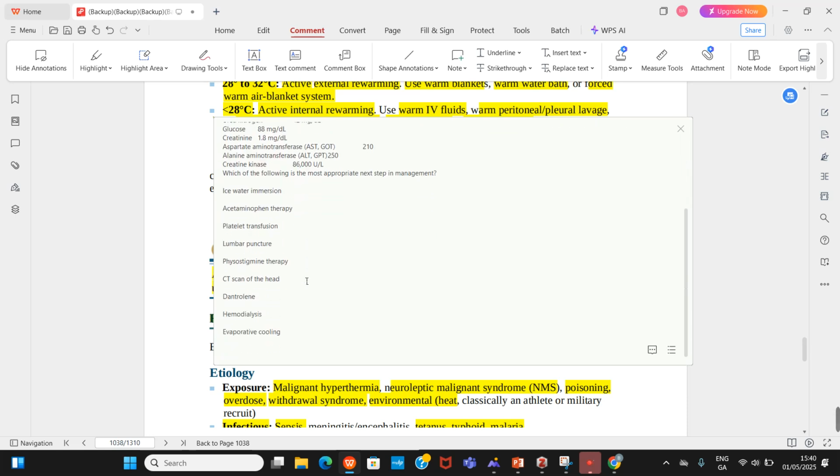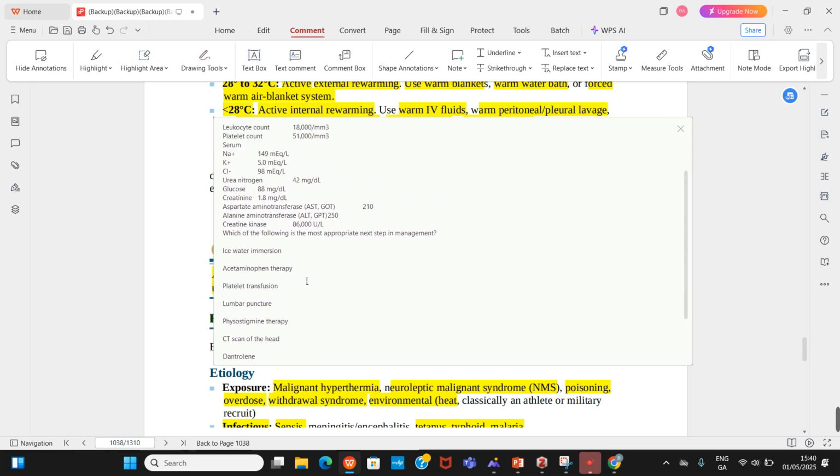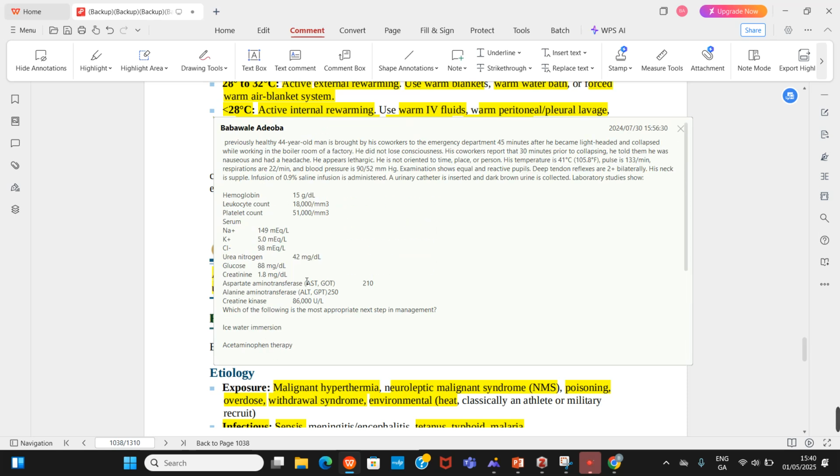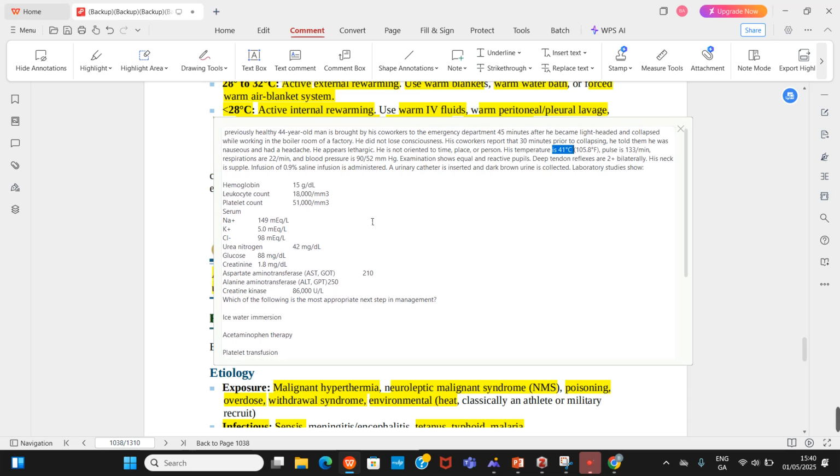Anybody? Ice water immersion, very good. What's our diagnosis here and why? Heat stroke. Heat stroke, why? There are some neurological findings. Yes, I agree with you. And of course, the temperature is hyperthermic, 41. And what else is supporting heat stroke here?